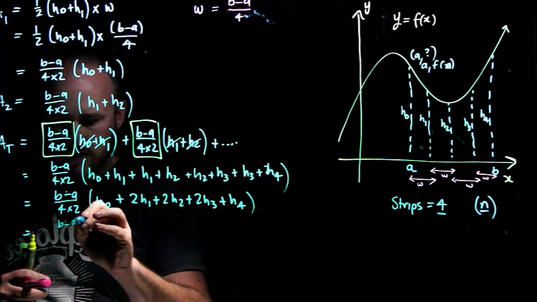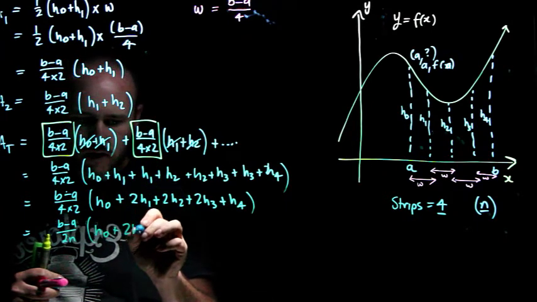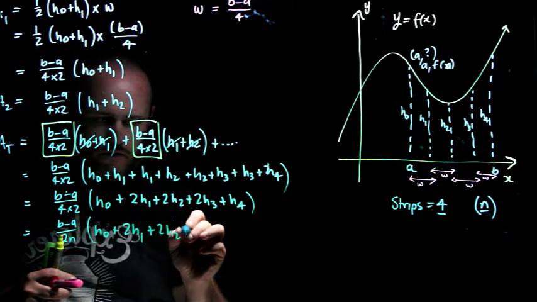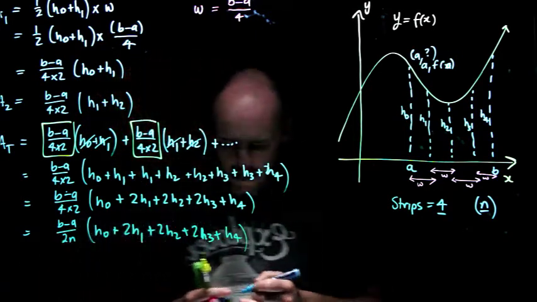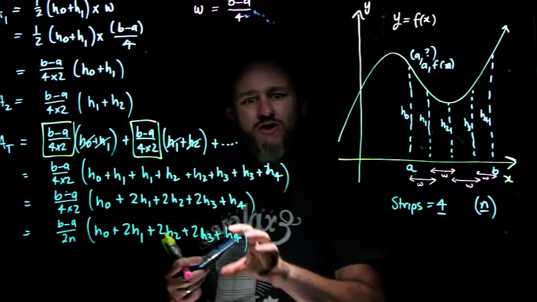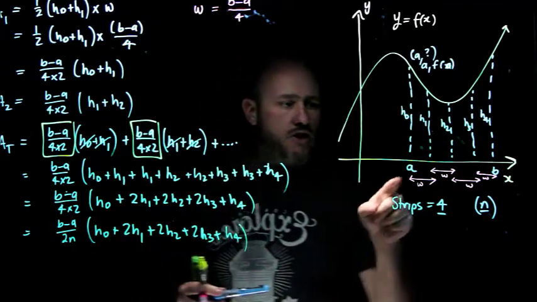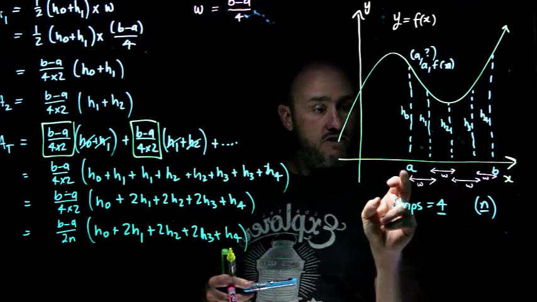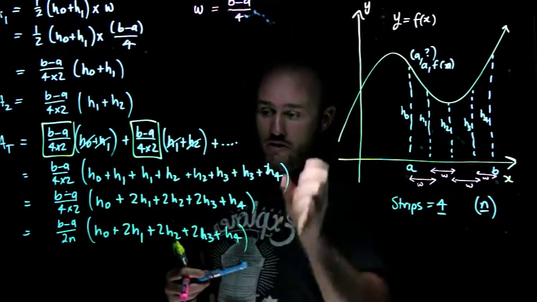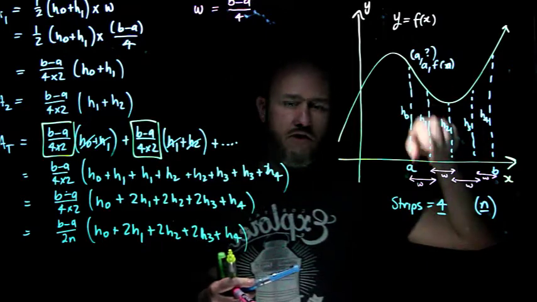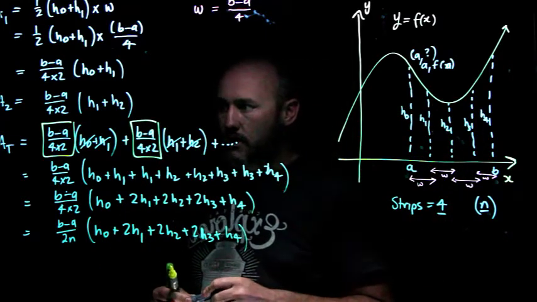Now you've got (b minus a) over 2n times (h0 plus 2h1 plus 2h2 plus 2h3 plus h4), and that is the more technical, theoretical version of the trapezoidal rule. If you've got n strips and you know where your area starts on the x-axis and where it finishes, they're your a and b. n is the number of strips you're going to break it down into, and the heights are just the heights of each segment. That's a really formulaic trapezoidal rule.